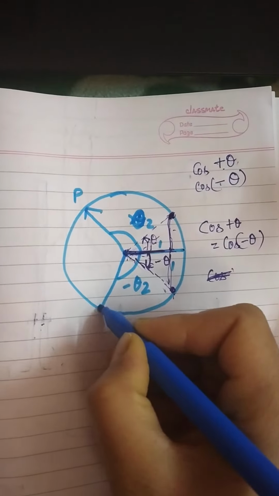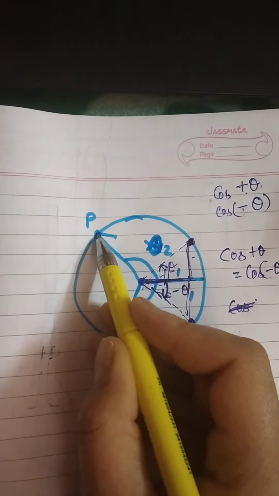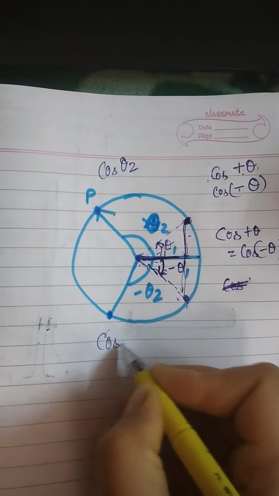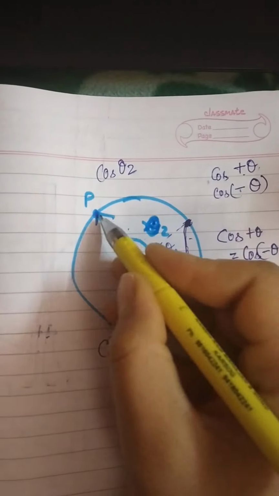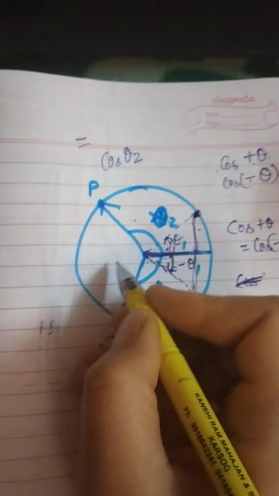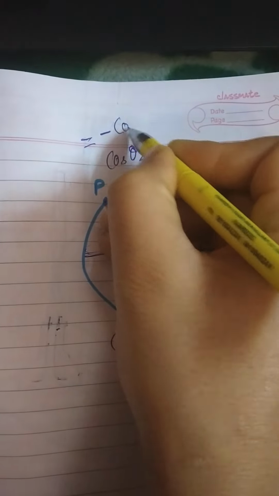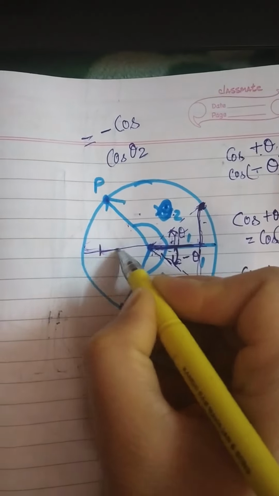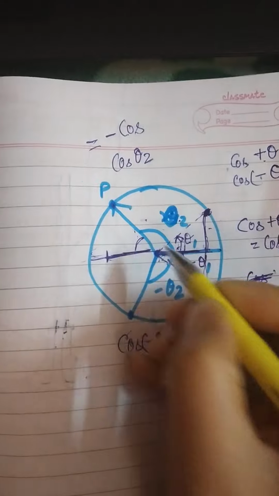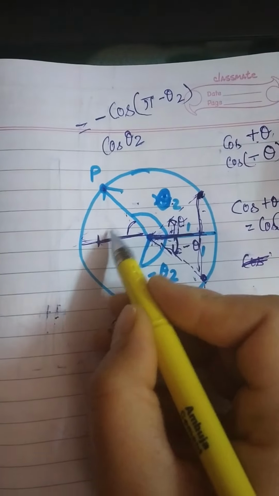Now what is the cos component of this point? Either you can say the cos component is cos theta 2, and here it is cos of minus theta 2, cos of obviously this angle and cos of obviously this angle. But if we solve it, cos of theta 2 is actually minus cos of, this is the cos component of this position, and how much is this? Minus cos of which angle? This angle, which is pi minus theta 2.